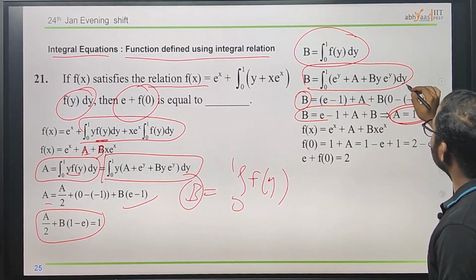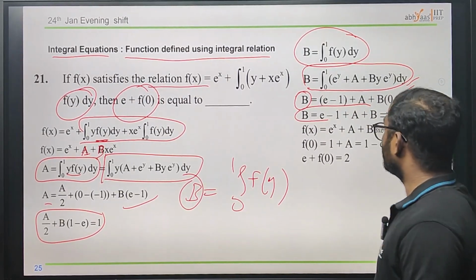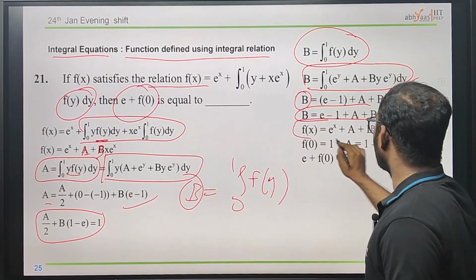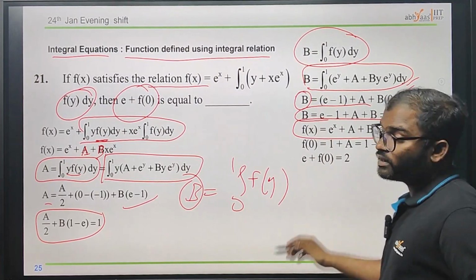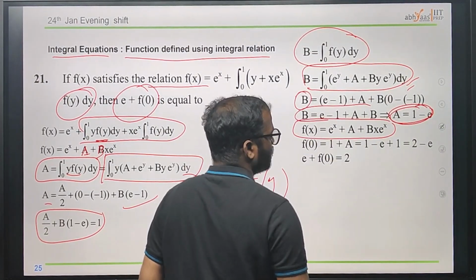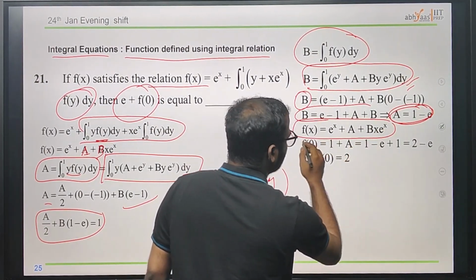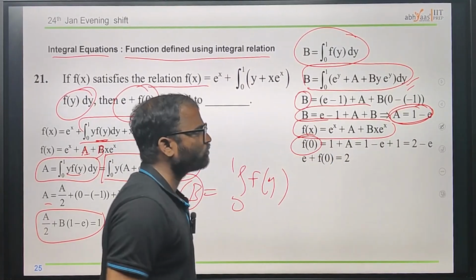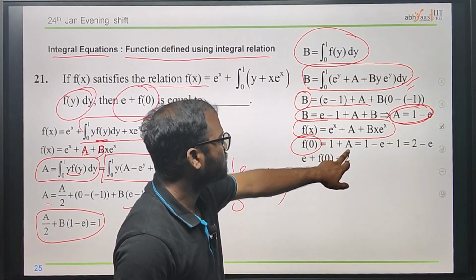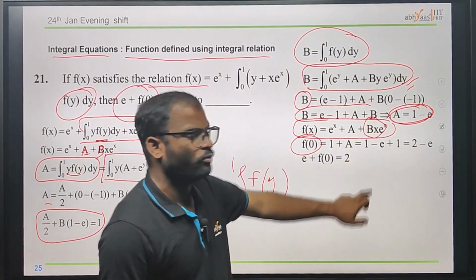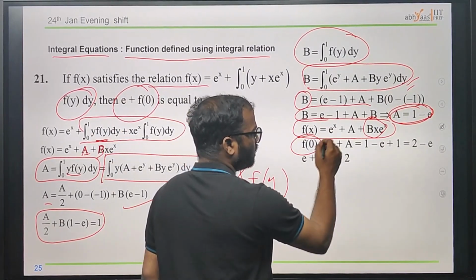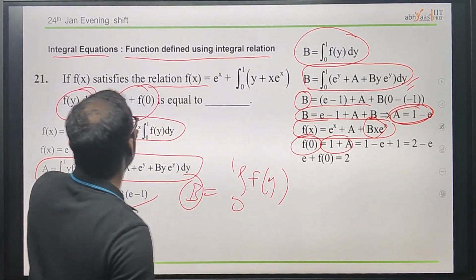See here, this is just a definite integral, we just simplify it. It is a simple one. After doing all this we will get f of x as e power x plus a plus bx e power x. Then substituting f of x, we will get 1 plus a, which will be equal to 0. Then we got a1 plus a from here.